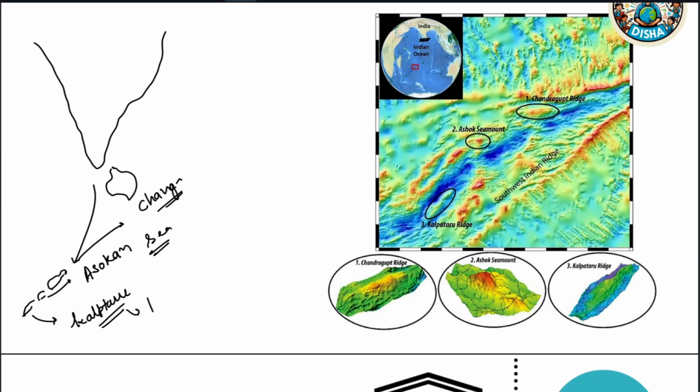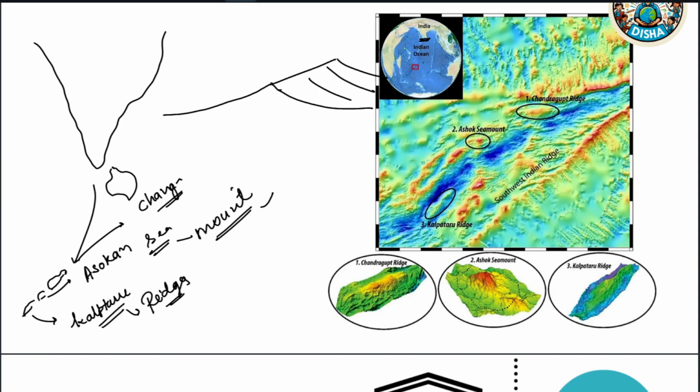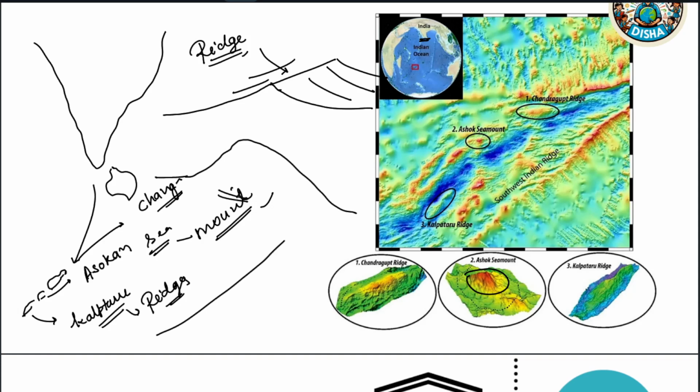Two of them are ridges, and one of them is a seamount. So these are different types of structures. A ridge is a continuity of such convex-like structure. A seamount is more like an elevated mountain inside the sea. And these are all located adjacent to the Southwest Indian Ridge, a major ridge you can see here.